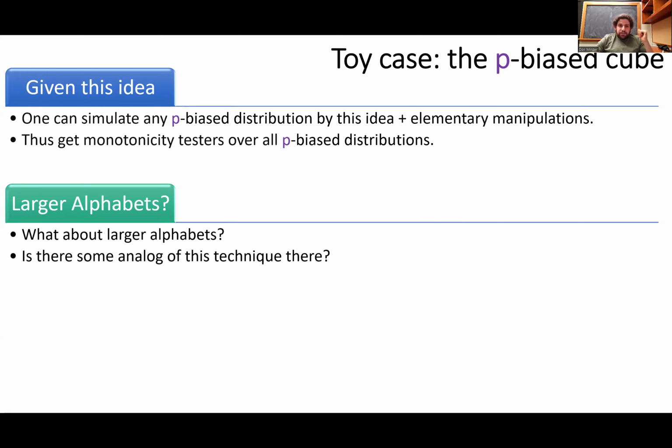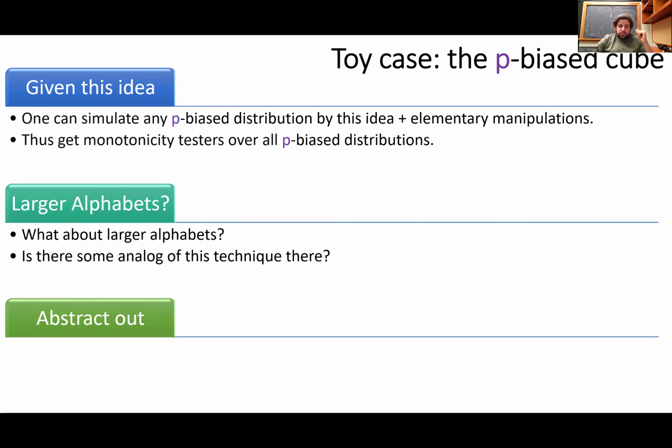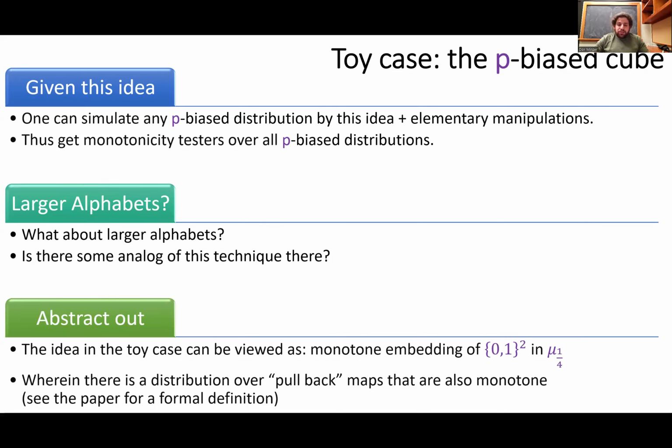But this idea, as I presented it, seems very specific to the Boolean cube again, and it's not clear what to do about larger alphabets. So to see what to do about larger alphabets, you have to sort of take a step back and see what was really happening in this argument and what made it work. And really the point of this argument is that we had one way to go from {0,1} squared to mu quarter by taking the product operation. And then we also had this pullback operation that goes from y to one of the x1, x2 that made that product into y.